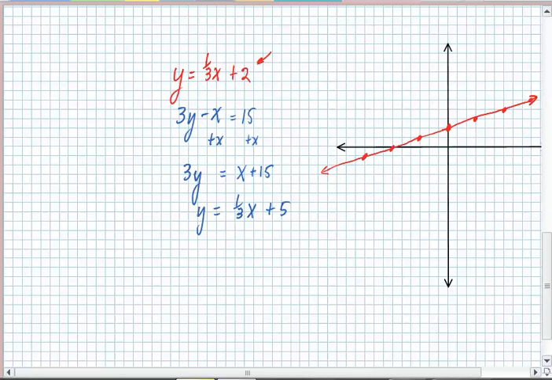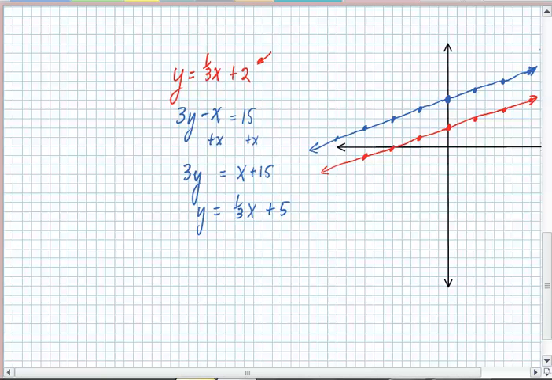So let's see what we have here. We have a y-intercept of 5, and I'm going to go up 1/3, and you can see what's happening. These are, of course, parallel lines. If the slope is the same and the y-intercept is different, two things, slope is the same, y-intercept is different, then we have parallel lines. If the slope's the same and the y-intercept's the same, we don't have parallel. We have the same line. Okay, so there they are.